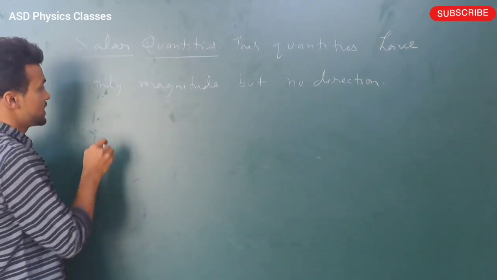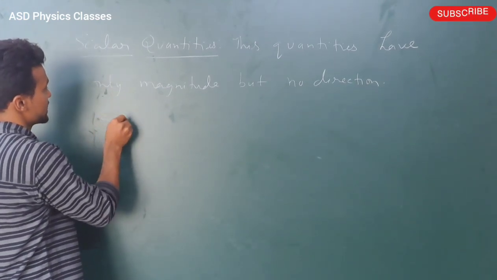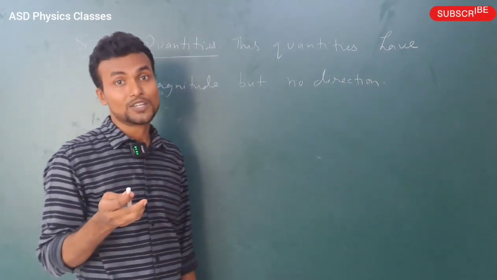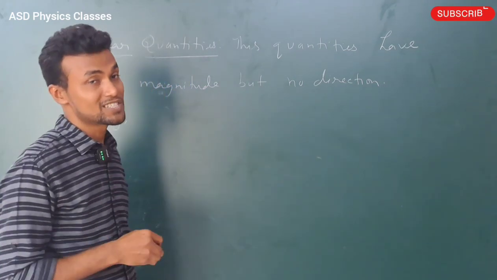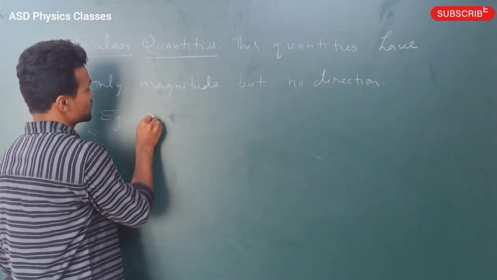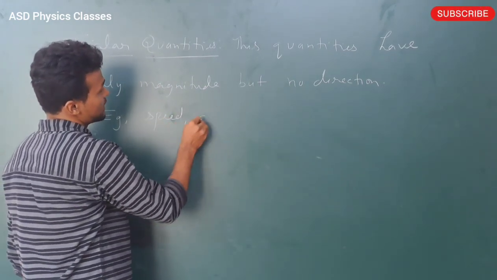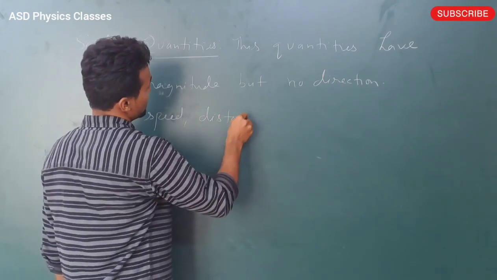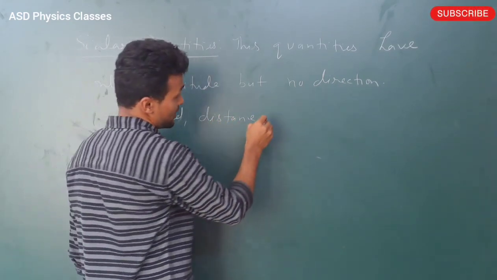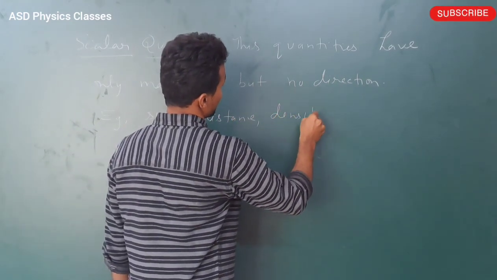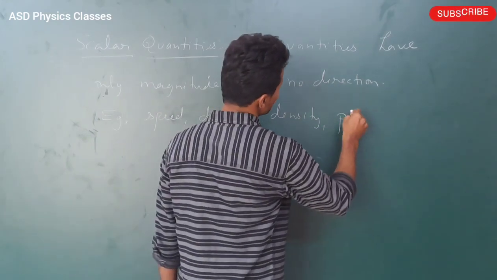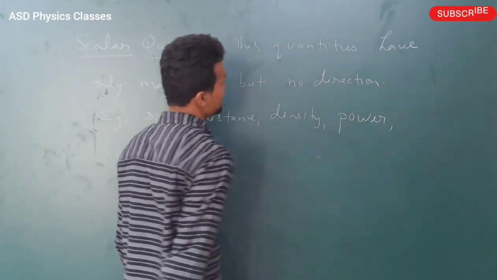For example, if I write some examples of scalar quantities, I know some of you know very well, and some physical quantities are coming in your brain also. Let's take, we can say speed is there, distance is there, density is there, power is there. Like this, so many scalar quantities we can write, etc.